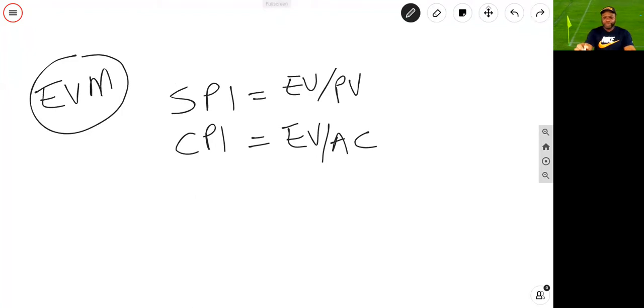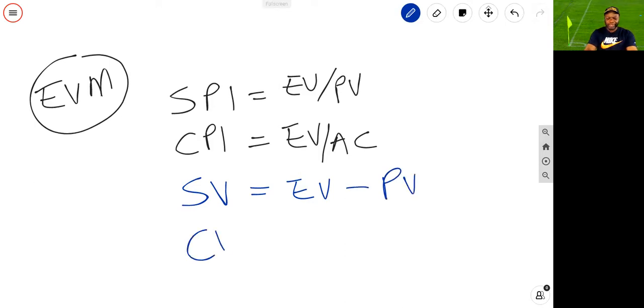In the same token, you should be aware of the schedule variance, which takes the same variables, EV and PV, but instead of division, you've got subtraction. Same thing for CV, you've got earned value minus actual cost. And you do need to be very comfortable with these.